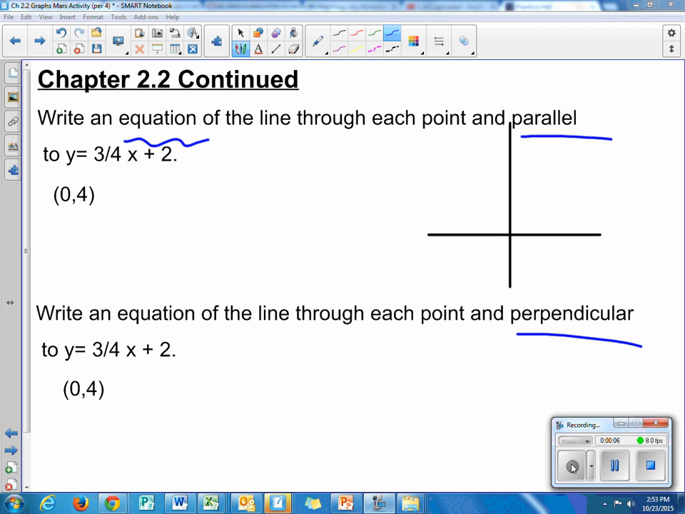These two problems here will be for homework, so I want you guys to take a look and try to understand it. Okay, so this is about what? How to write an equation. It says here, write an equation of the line through each point. So for one point, write an equation of the line going through this particular point, here is (0, 4).